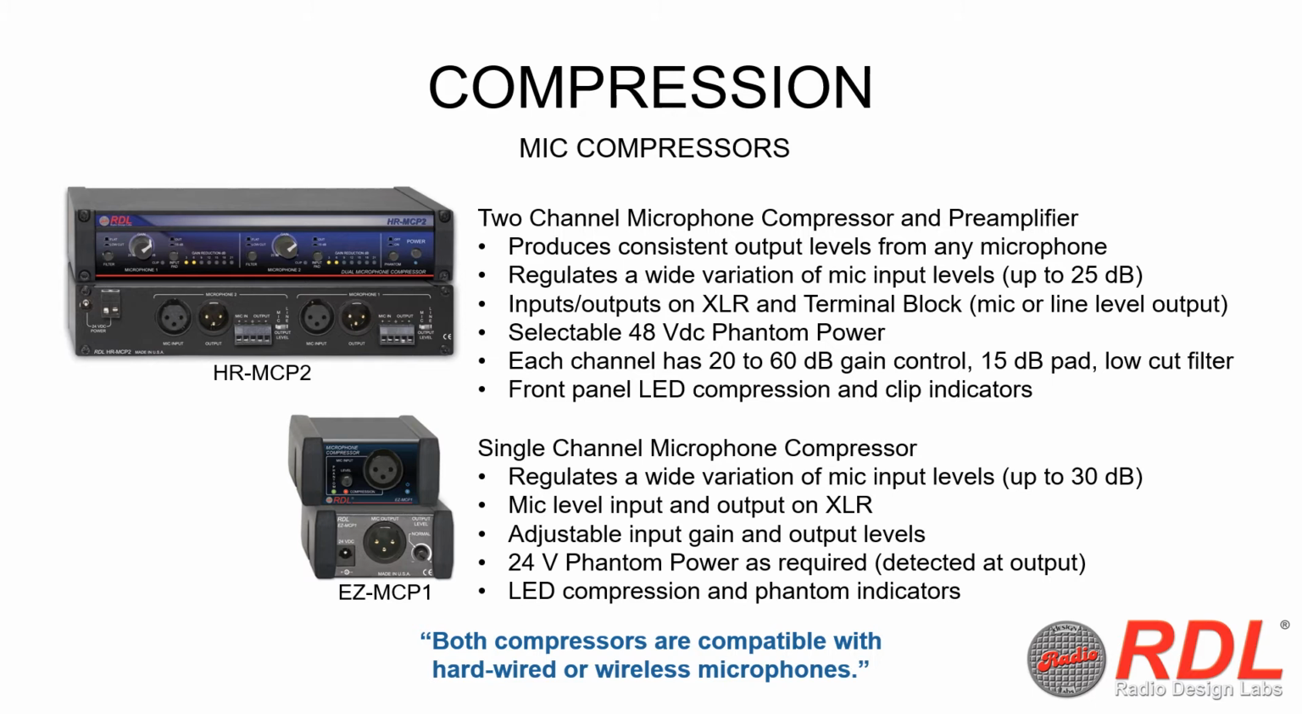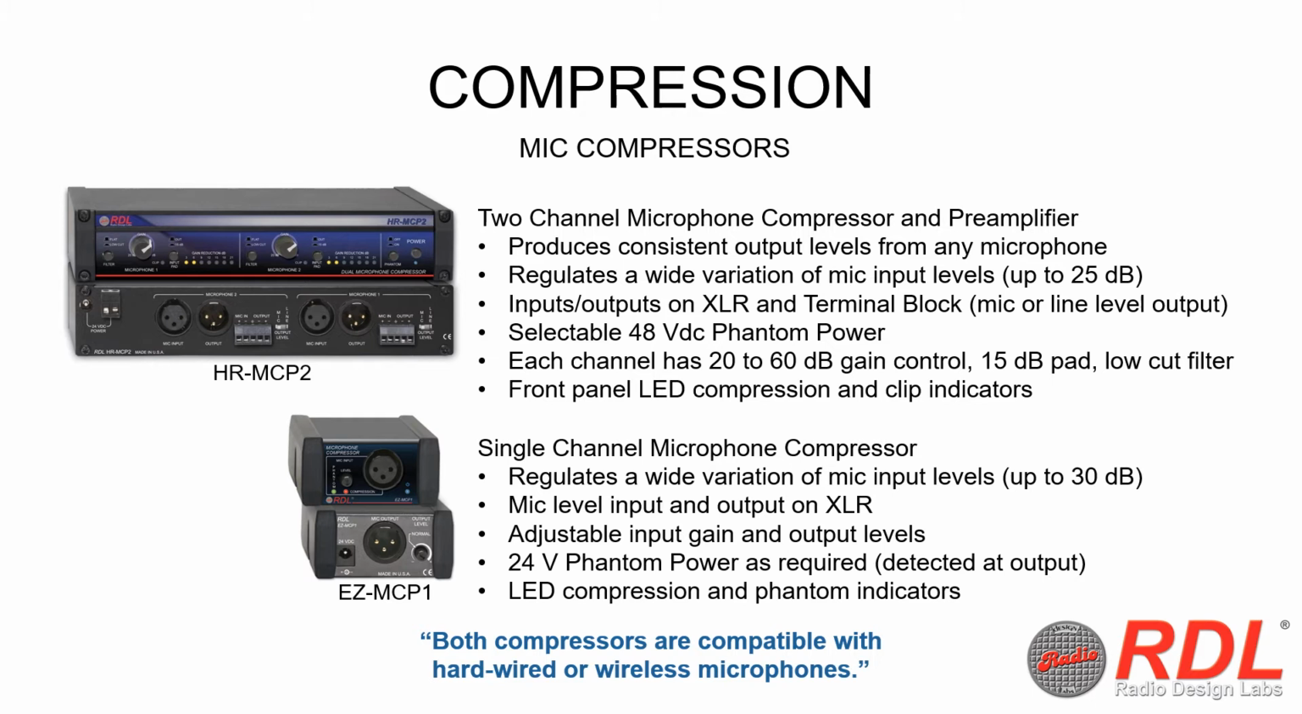It has selectable 48-volt phantom power, and each channel provides 20 to 60 dB of adjustable gain control, a 15 dB pad, a low-cut filter, and LED compression and clip indicators on the front panel. The EZ-MCP1 is a single-channel microphone compressor.